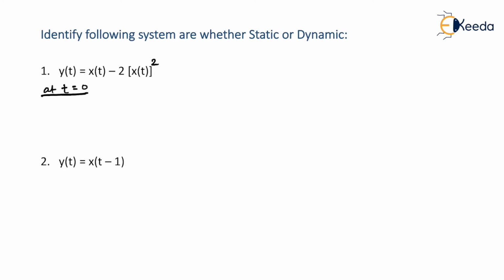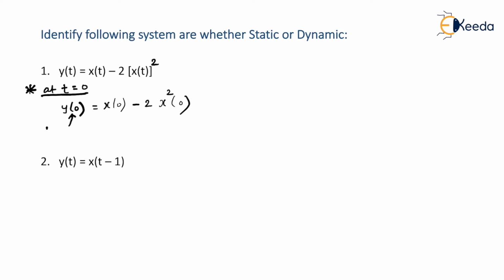At t equal to 0, I will say it is y of 0. Remember, whatever time instant you are writing over here becomes the present state, or it becomes the present output now. So y of 0 is called the present output because that is the time instant you are now looking for. It is equal to what? x of 0 minus twice of x of 0 square. So I can write x square of 0 also. Is that right?